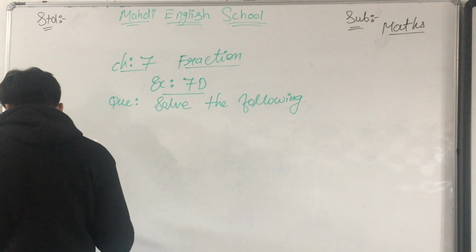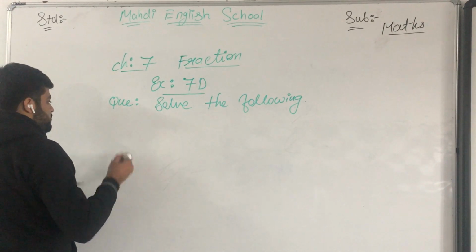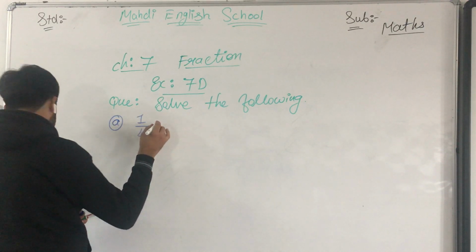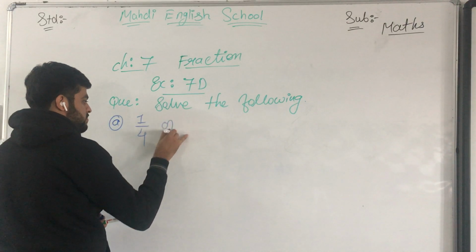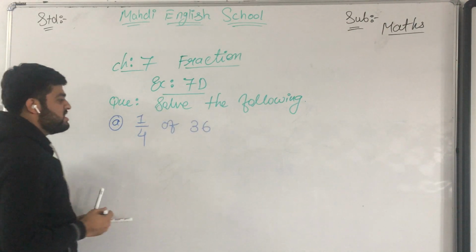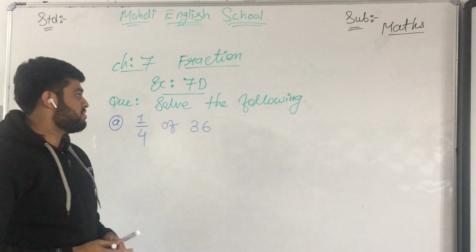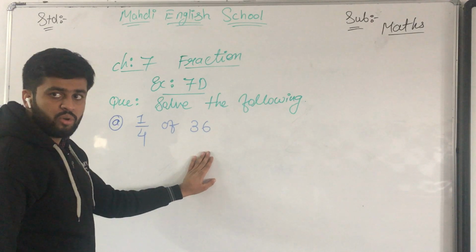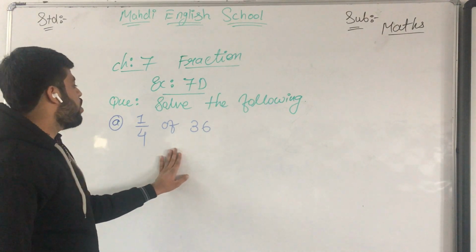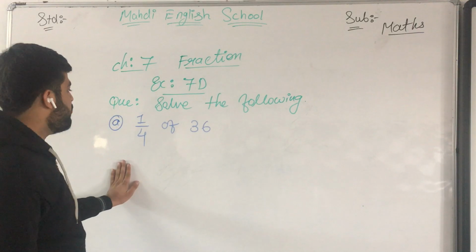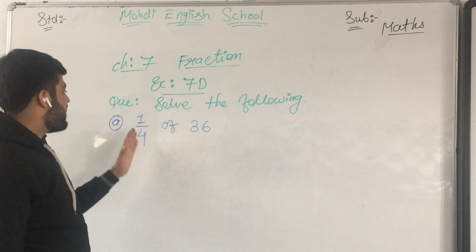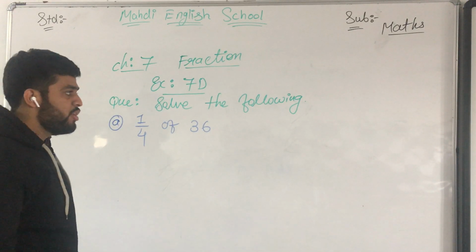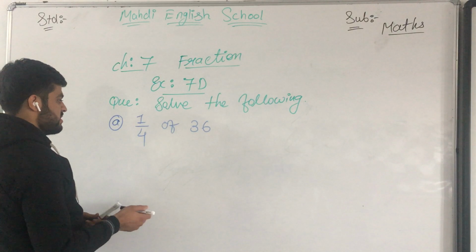Question number 1. What is question number first, my dear students? 1 upon 4 of 36. We have to find the answer of 1 upon 4 of 36. How much is it? We don't know. So let's check here, my dear students.